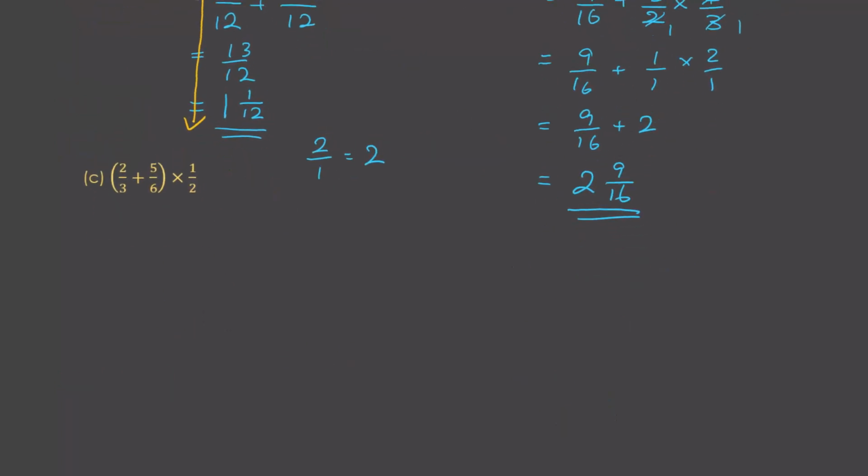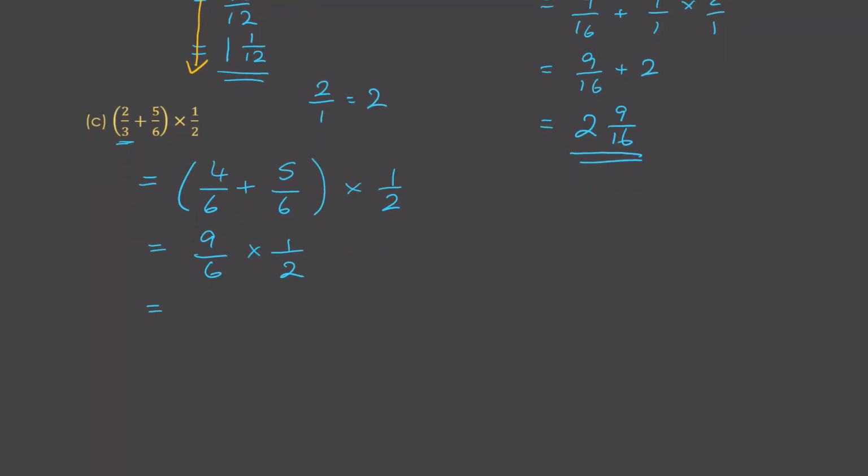Now for the final part of this example, we've got brackets, and they need to be done first. Now inside the bracket, 3 and 6 are related denominators, so keep the 5/6 the same. We've multiplied the 3 by 2, do the same to the top. And so altogether there I've got 9/6 times a half.